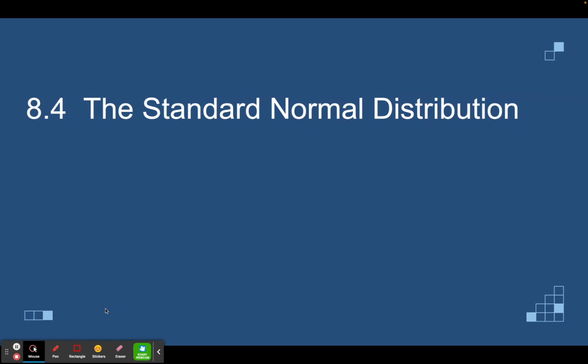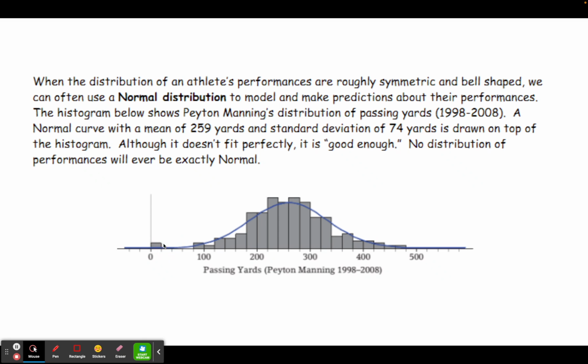In lesson 8.4, we're going to learn how to work with something called the standard normal distribution. When the distribution of an athlete's performances is roughly symmetric and bell-shaped, we can often use a normal distribution to model and make predictions about their performances.